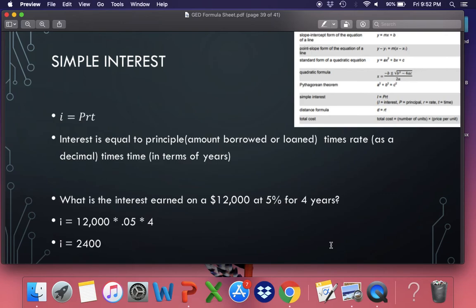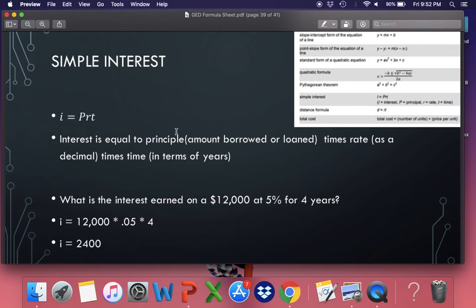Simple interest, last three problems. Interest is equal to principal, which is the amount that you borrow or that you're loaned, times the rate, and that rate is always going to be given as a decimal. Typically, it's given as a percent in most interest problems, and you have to convert it to a decimal by moving the decimal point 2 places to the left.